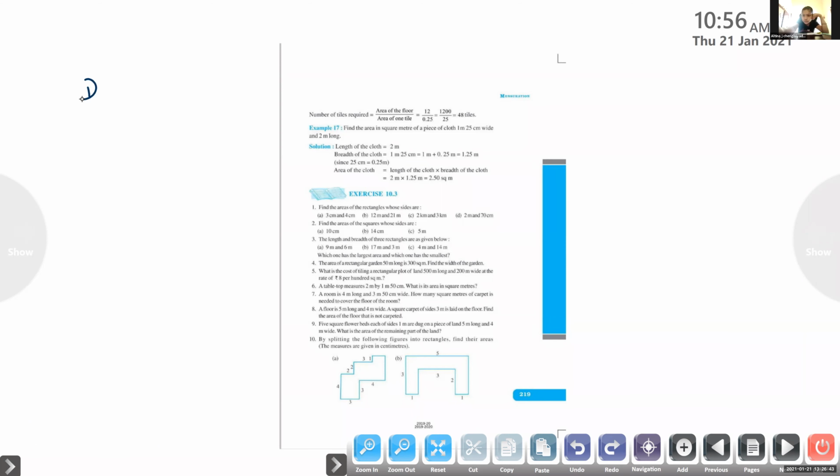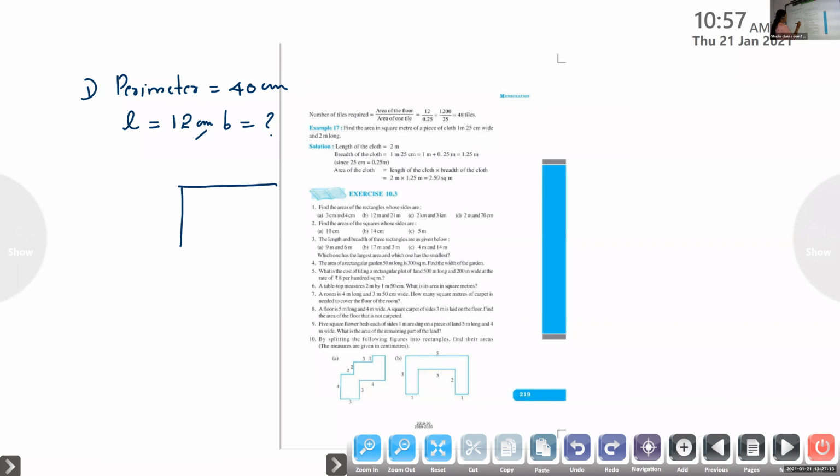Now, one question I'll give you. Perimeter is 40. Don't write now. Perimeter is 40. Okay. And length is 12. And what is breadth? This is the question. Don't write now. You listen to me first. Here, when you find the perimeter, length and breadth.